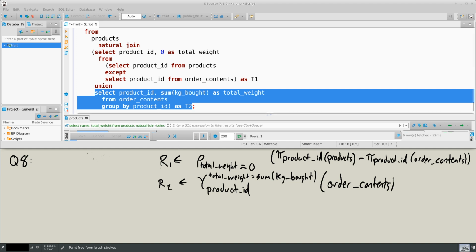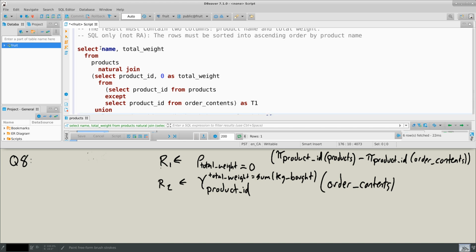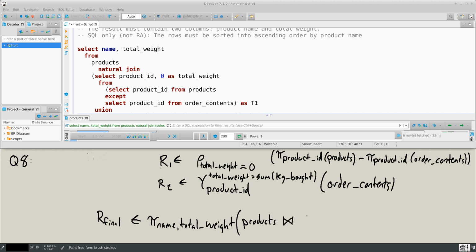Okay, so we're moving along. I now have to take R1 union R2 and join that to my products table. And actually, we're almost there. So my final result will be R3. Actually, for the sake of finality, we will call it R final gets the result of projecting out name and total weight from products, natural join, and then what I have on top is R1, and then I union that with R2. So that's pretty ugly. And you might see that if we go forward and we keep writing complicated queries, we can't write relational algebra for all of them.